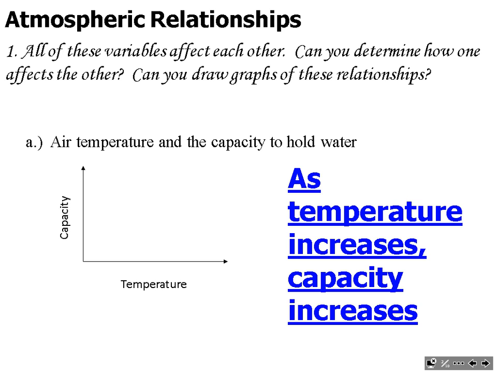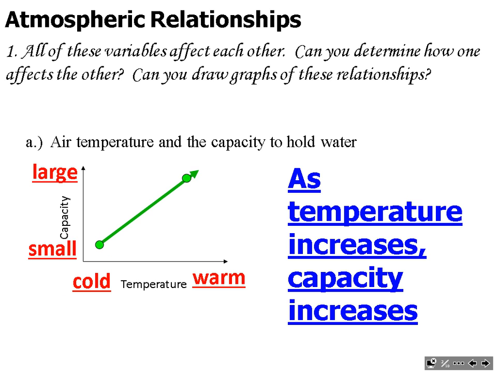So for temperature, I want you to label your axes with cold and warm for temperature, and under capacity, small and large. So cold air has a small capacity to hold water. Warm air has a large capacity. So the graph is going to have the line increasing as it moves up. So this is a direct relationship because as one value increases, the other value increases.